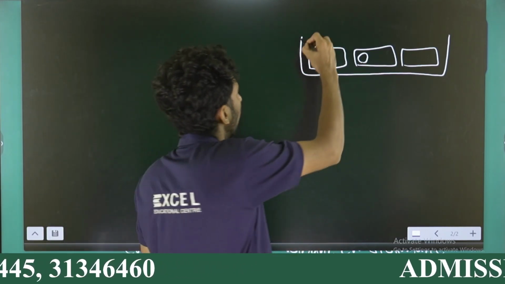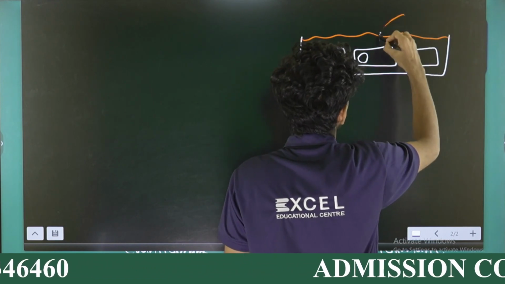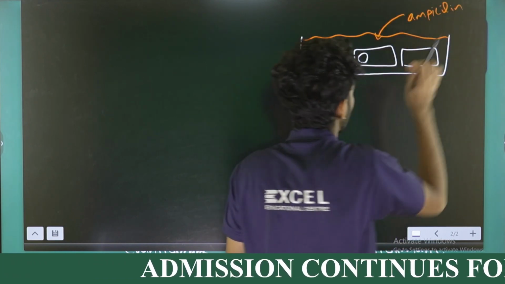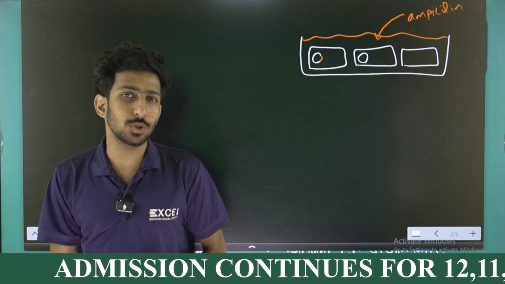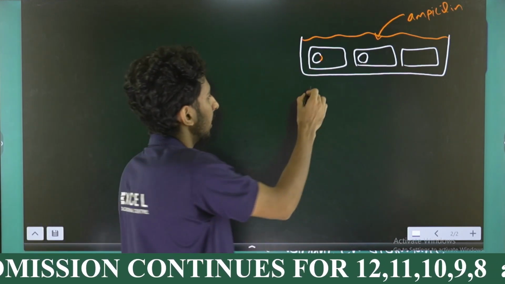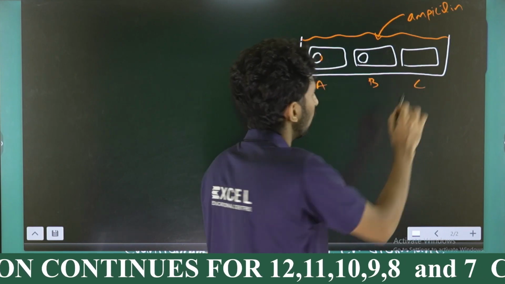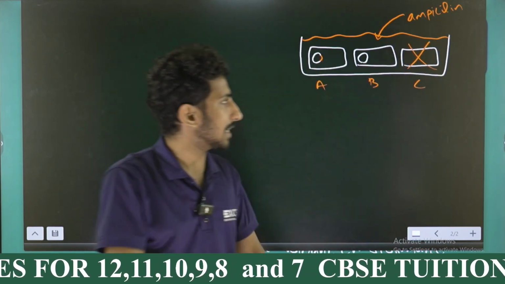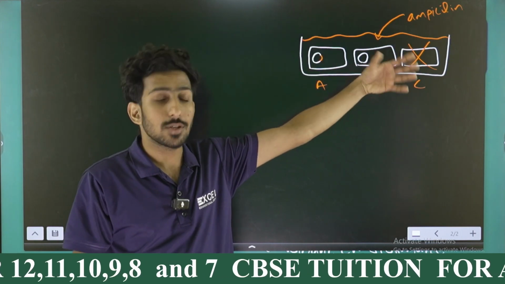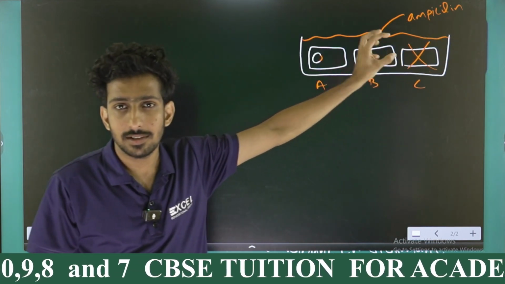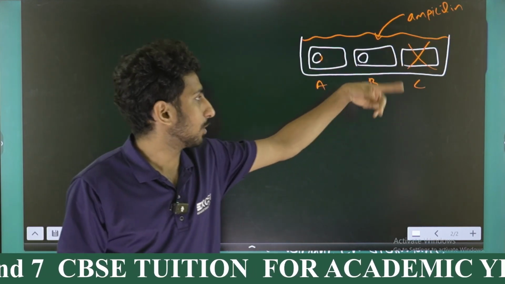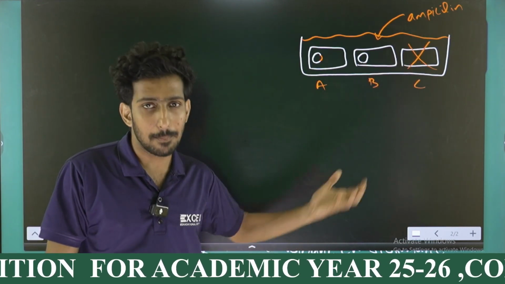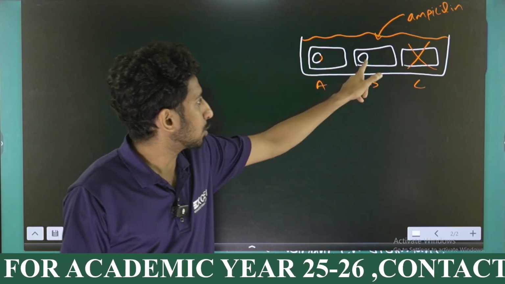Got it. Now to this we are adding ampicillin. If you add ampicillin to this, who will die? A, B or C? Who will die? If you add ampicillin, C will die because it does not have the ampicillin resistance gene. It does not have what? The plasmid. So the third one will die because of the absence of the ampicillin resistance gene. These two will survive.